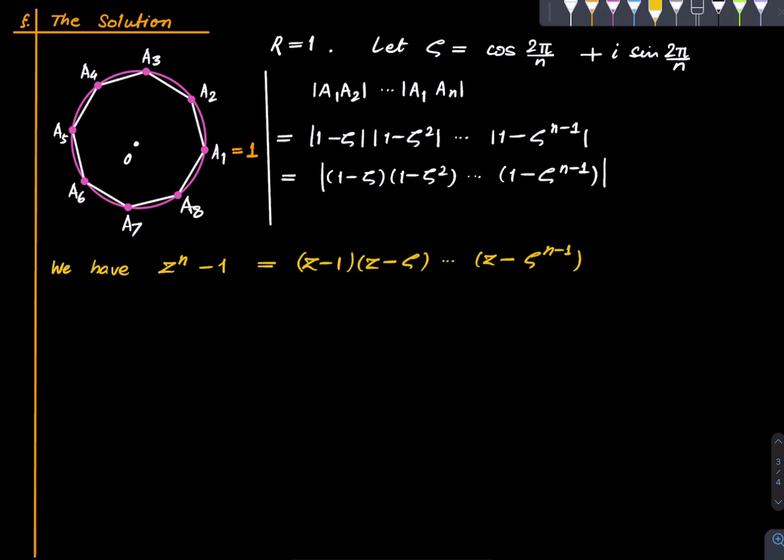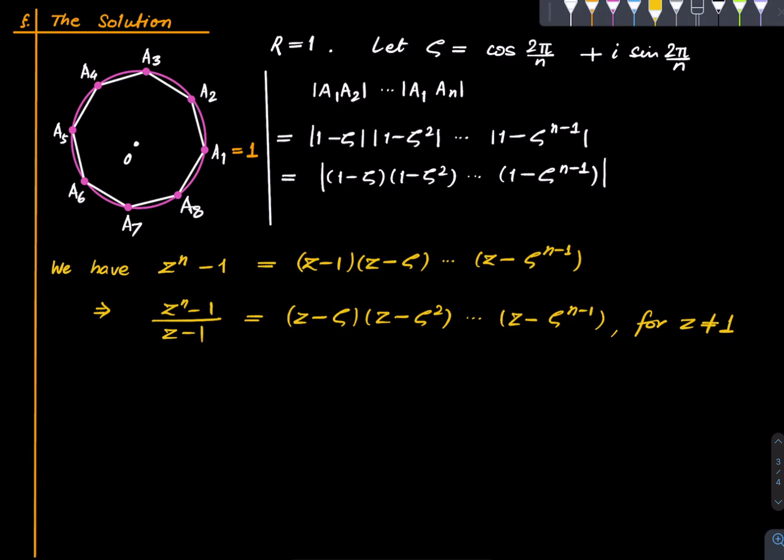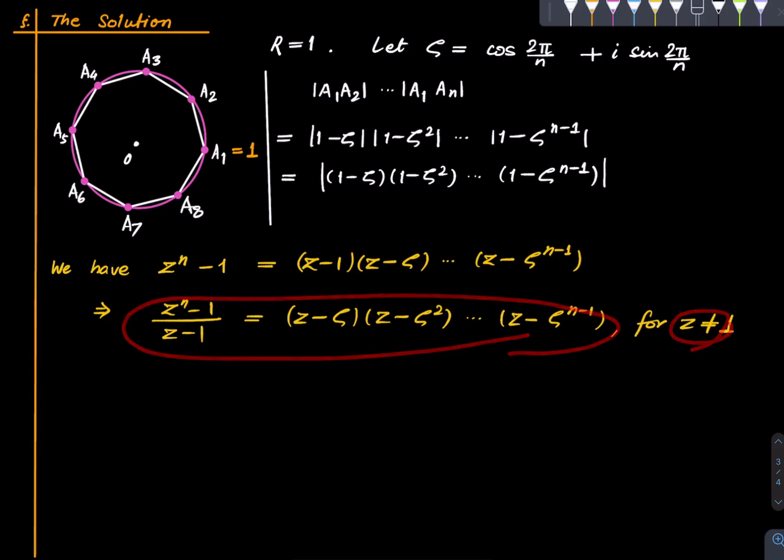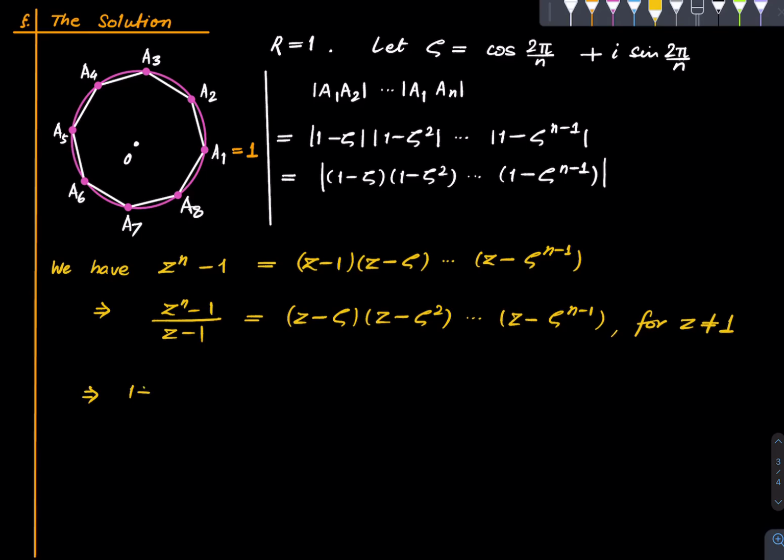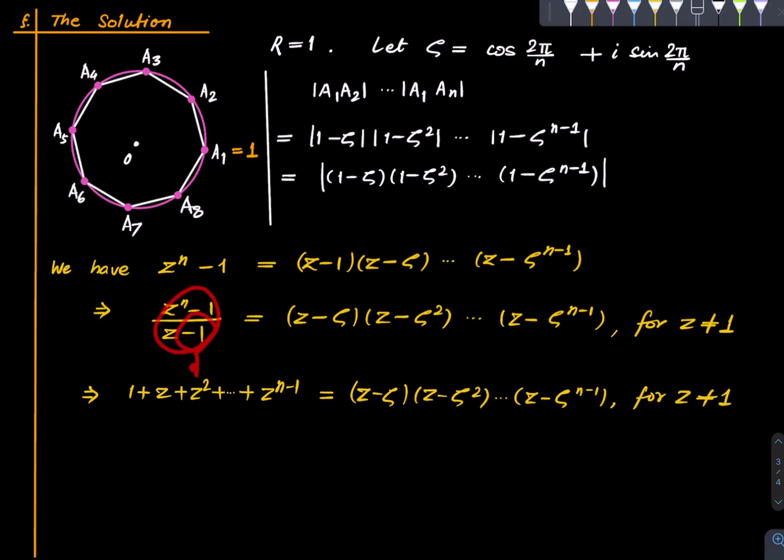And now this implies that this is equal to z minus zeta square dot dot dot z minus zeta to the n minus 1 for all z not equal to 1, because we are dividing by something, and if you're dividing by something, that something shouldn't be 0. So for z not equal to 1, we have this equality, which implies 1 plus z plus z square plus dot dot dot z to the n minus 1 is equal to the right hand side, for z not equal to 1. All we did was that this is equal to that by the geometric formula.